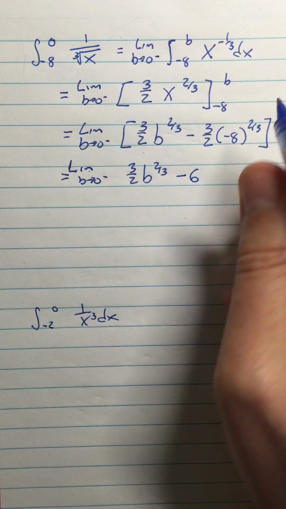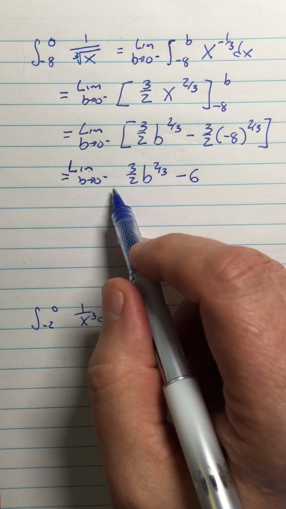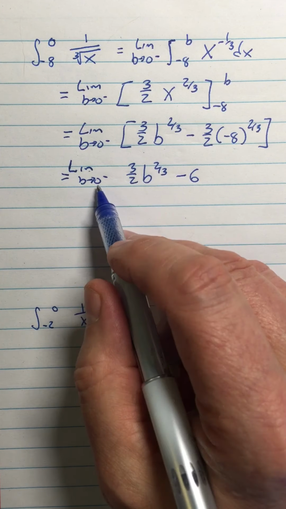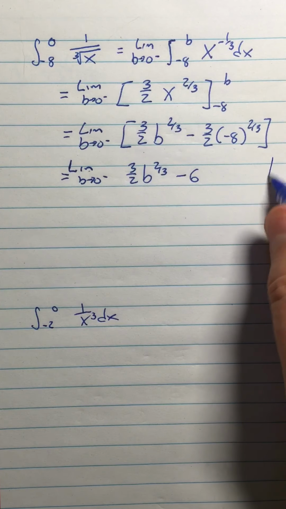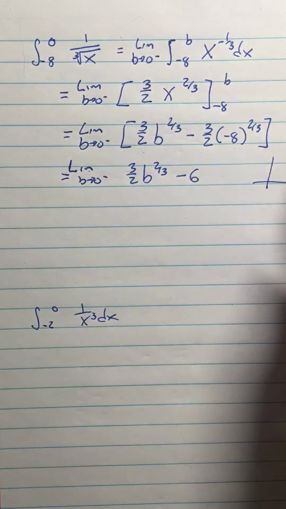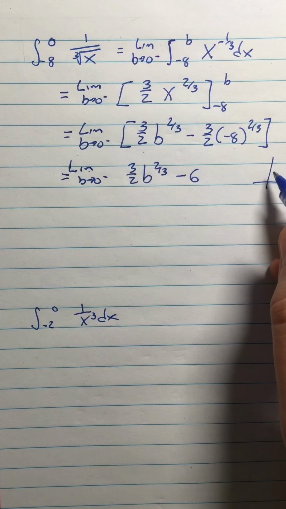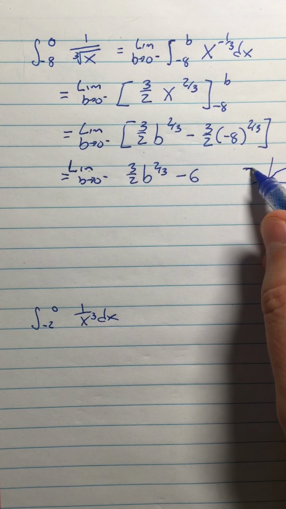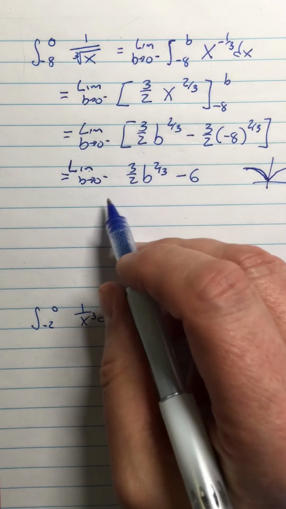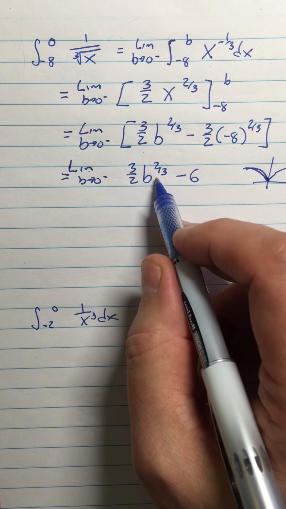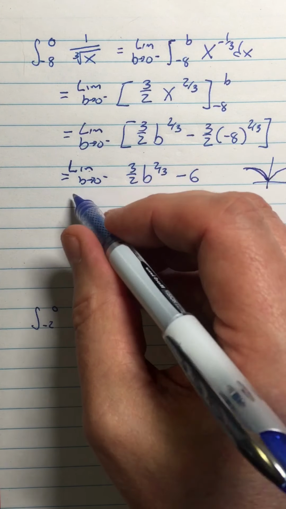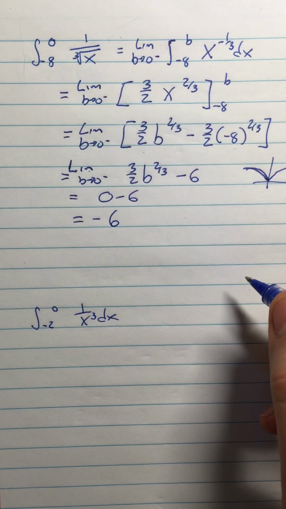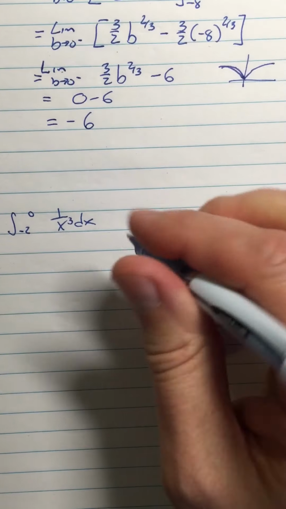So -6. This limit, if you look at just b to the 2/3 power, is an increasing function, but as b approaches 0 from the left, we're going like this. That graph probably looks like this as we're approaching 0. Anyway, we can evaluate the limit by substitution here. This is not undefined. So this equals 0 minus 6. That one is -6.